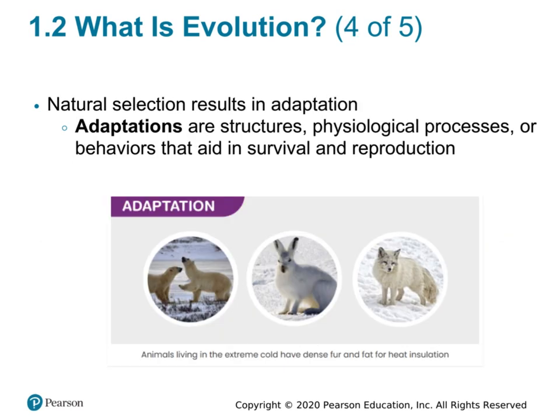What are some other examples of adaptations? White colored fur in a very snowy environment, that's a great camouflage. What about just the fact that the fur is going to be insulating? It oftentimes is underlaid by adipose tissue or fat. Those are examples of adaptations, which are structures or physiological processes or behaviors that aid in survival and reproduction.